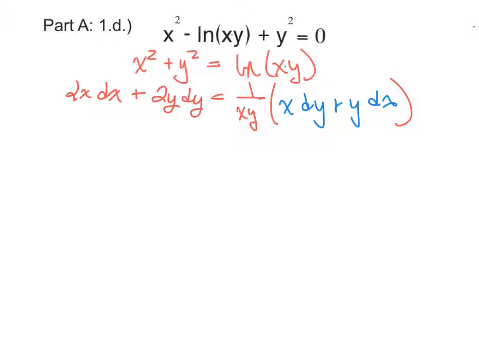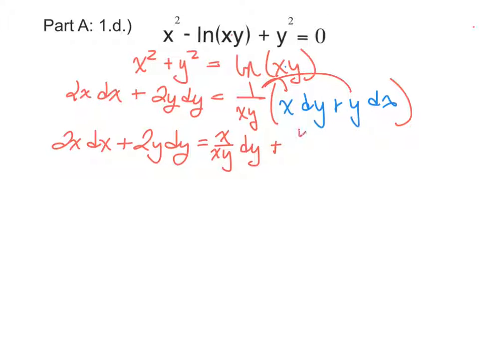From here on out, it's really just a matter of algebra, or organizing things real well. First thing I'll do is take this fraction and distribute it inside of the parentheses. So I'll leave the entire left-hand side alone. Now, when we distribute this fraction inside to the first term, we'll have x over xy dy. And when we distribute it to the next term, we'll have y over xy dx. Obviously, these things are going to simplify a little bit because the x's will cancel and the y's will cancel in this term.